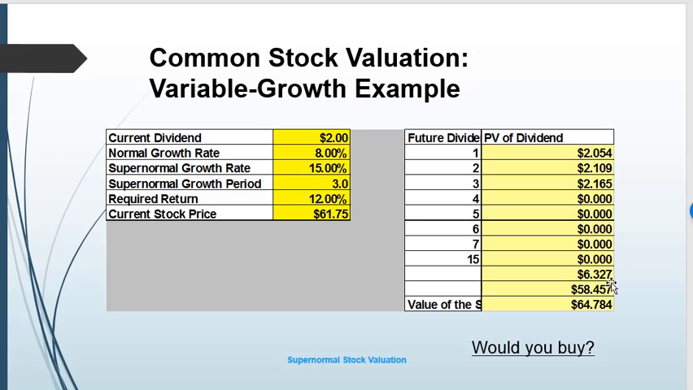$6.33. It also then predicts a price at the end of this third period and finds the present value of that price. So then it adds the present value of these 3 dividends to the present value of the stock at the end of the supernormal growth period, and we have a forecast that this stock is roughly worth $64.78. The stock is currently selling for $61.75, so this would be a good stock to invest in.